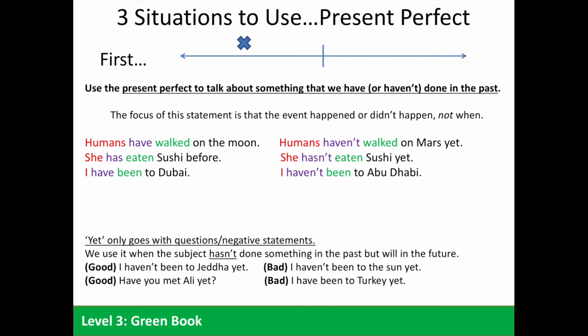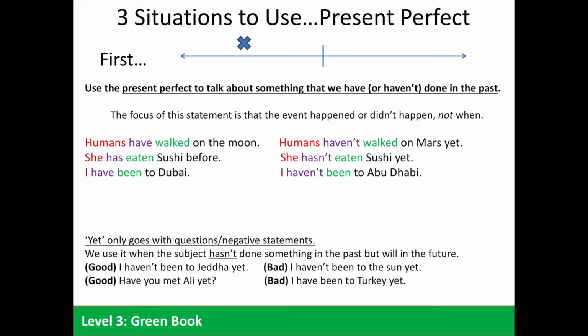Some examples, humans have walked on the moon. Humans haven't walked on Mars yet. She has eaten sushi before. She hasn't eaten sushi yet. I have been to Dubai. I haven't been to Abu Dhabi. Again, in these statements, the focus is that the event happened, not the specific time when it happened.